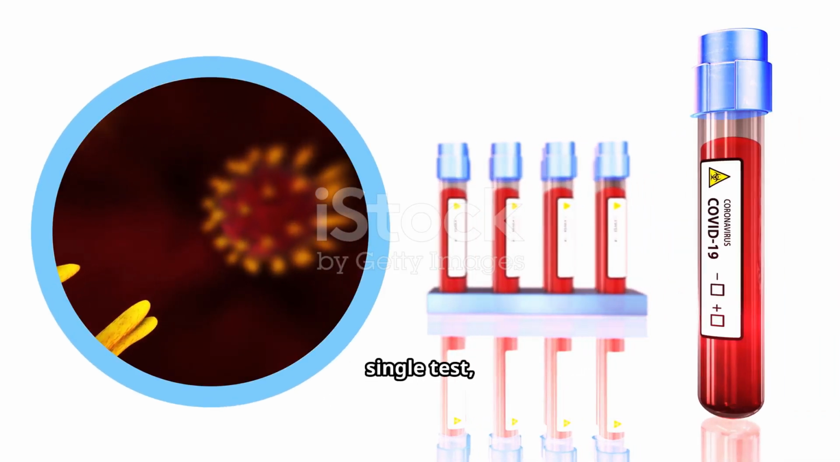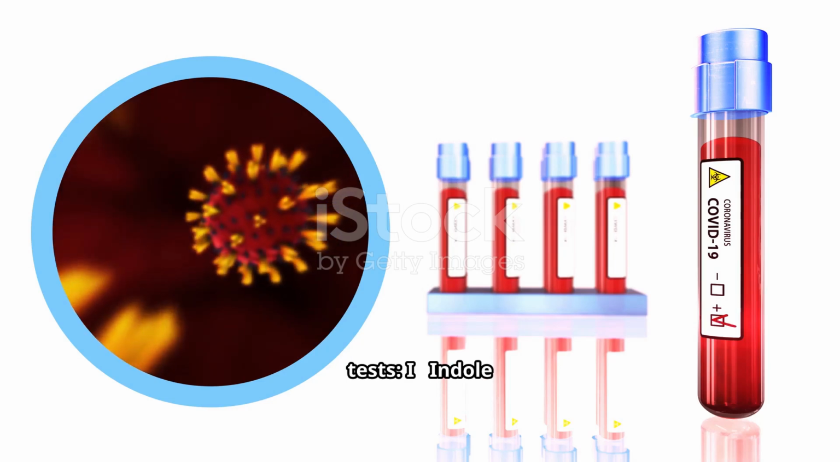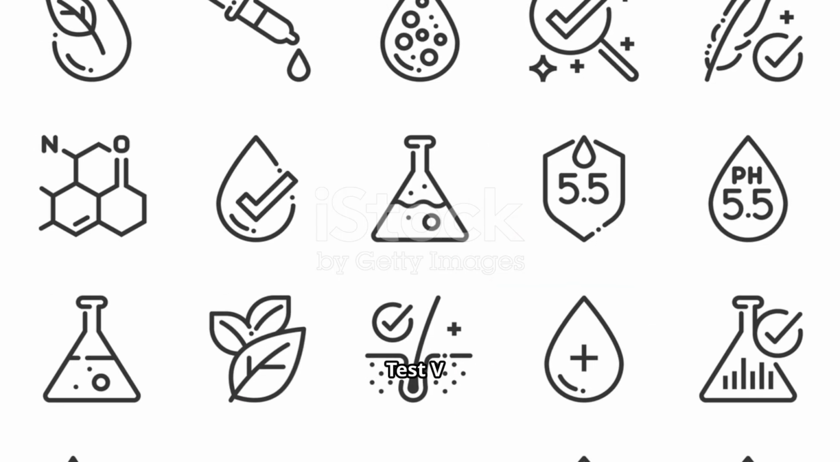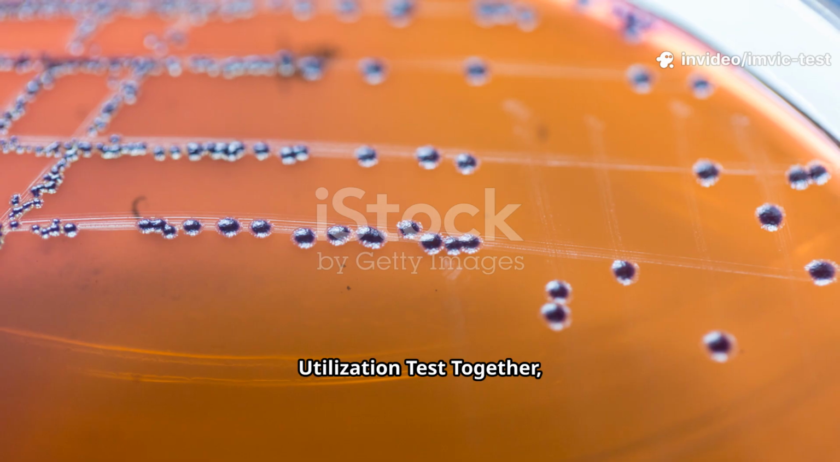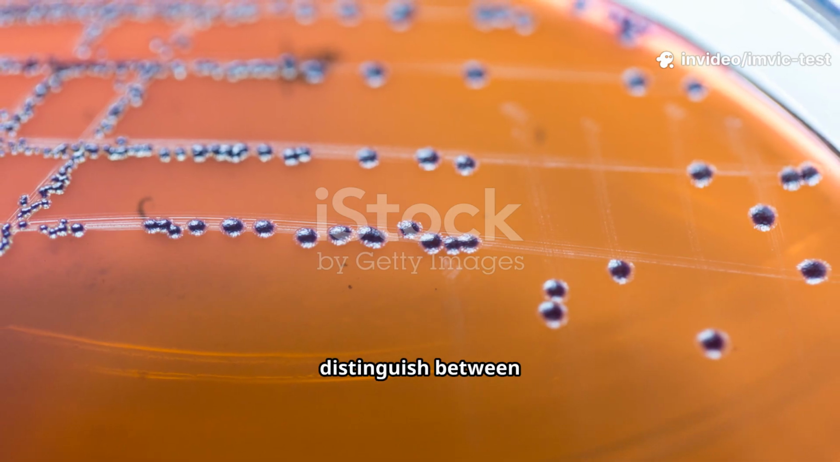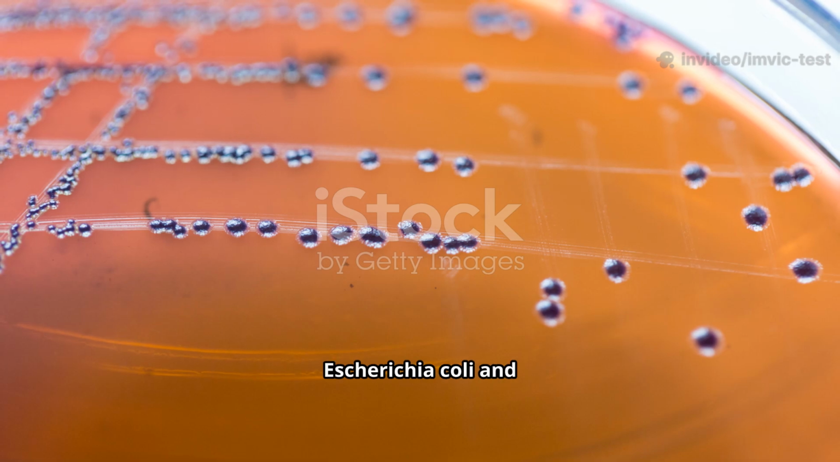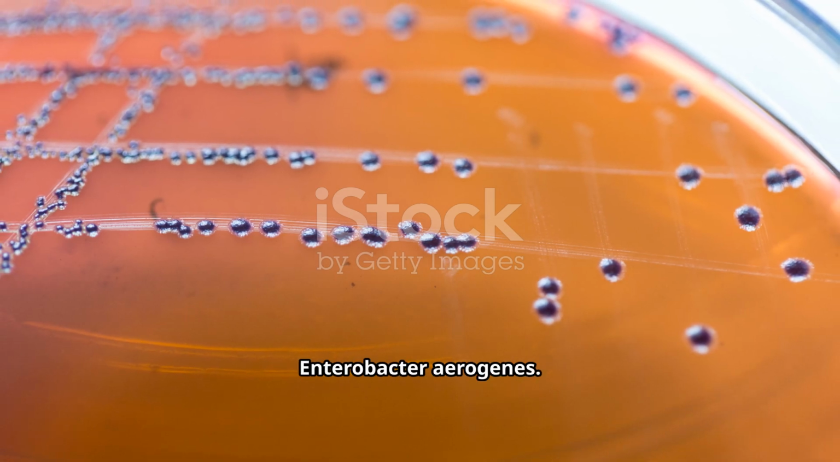IMViC is not a single test but a series of 4 biochemical tests. I. Indole test, M. Methyl Red test, V. Voges Proskauer test, C. Citrate utilization test. Together, these tests help microbiologists distinguish between closely related bacteria such as Escherichia coli and Enterobacter aerogenes.